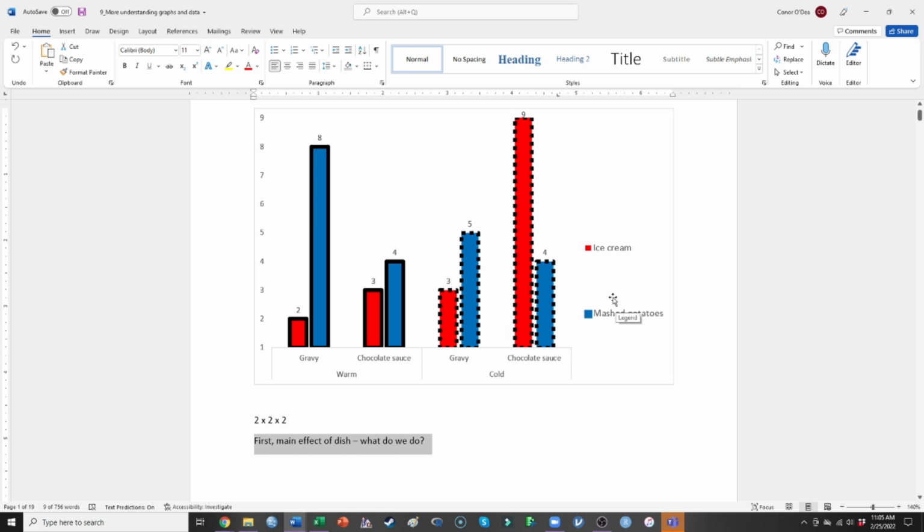So I'm going to ask you, what do I not care about here? Well, first, I don't care about whether the dish had gravy or chocolate sauce on it. I also do not care about whether the dish was served warm or cold. So what I need to do is take all of the averages of the ice cream bars and take all of the averages of the mashed potato bars.